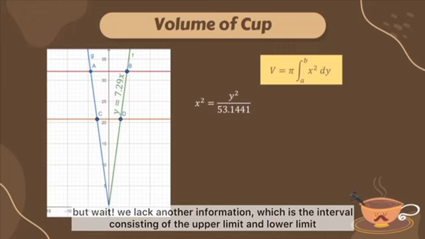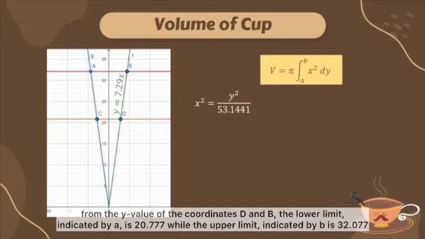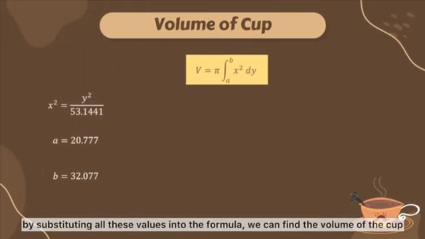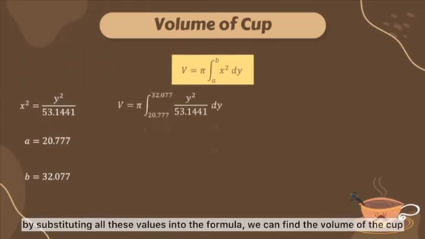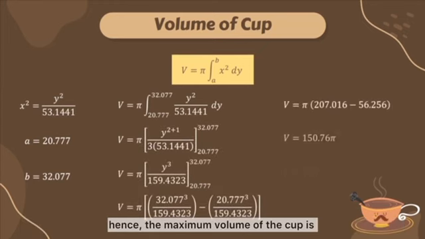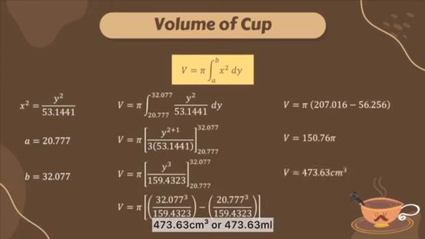But wait, we lack another information, which is the interval consisting of the upper limit and lower limit from the y values of the coordinates B and D. The lower limit indicated by A is 20.777, while the upper limit indicated by B is 32.077. By substituting all these values into the formula, we can find the volume of the cup. Hence, the maximum volume of the cup is 473.63 cm3 or 473.63 milliliters.